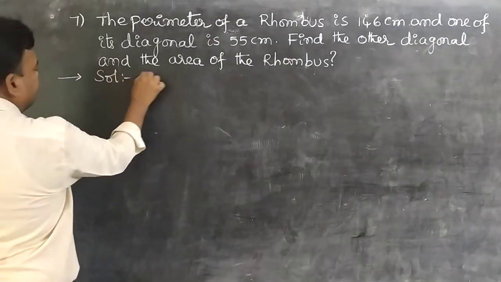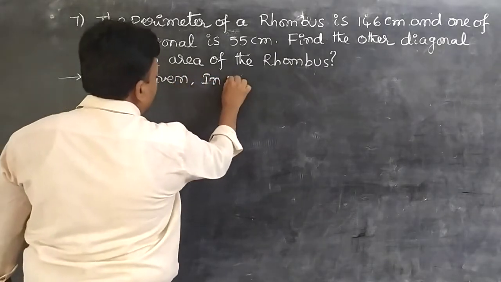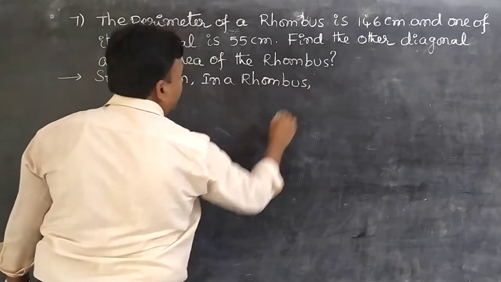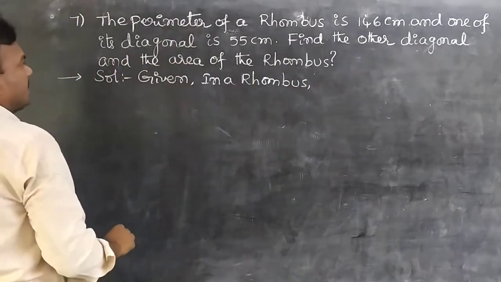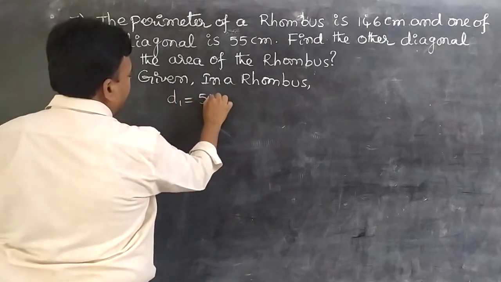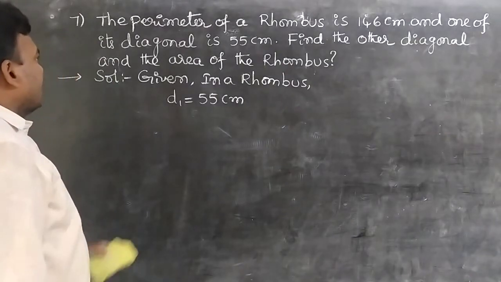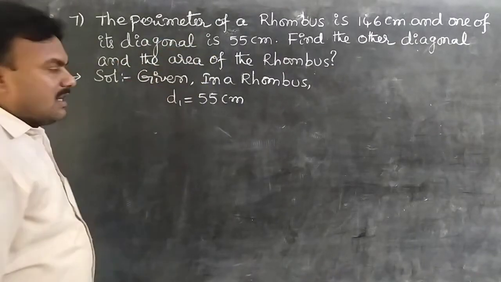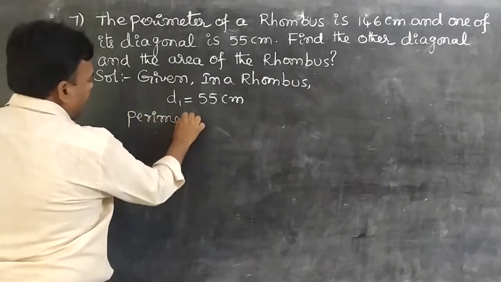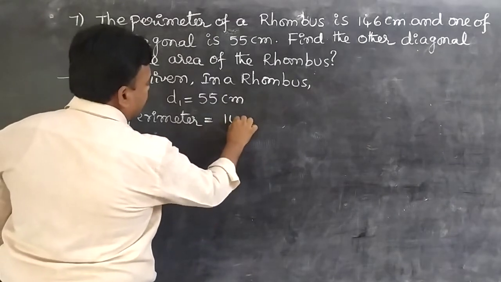Solution. Given in a rhombus, one diagonal is given, students. What about the diagonal value? 55. So d1 equals 55 centimeters. And also the perimeter is given, students. How much is the perimeter value? Perimeter equals 146 centimeters.